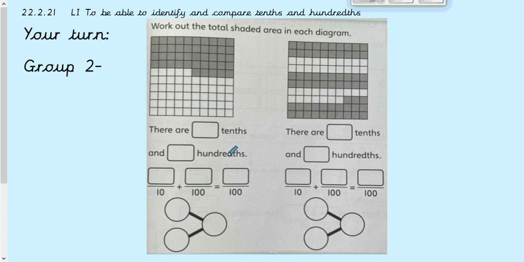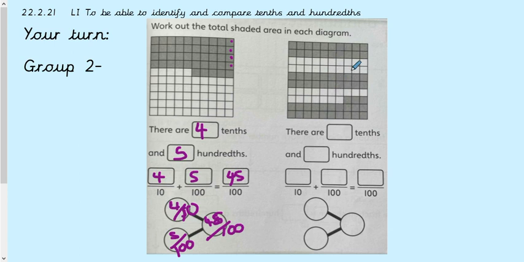So the second part for group 2 then, it says work out the total shaded area of each diagram. So this one, there's 1, 2, 3, 4 rows of tenths shaded, so 4 tenths, and 1, 2, 3, 4, 5 hundredths. And that would be 4 tenths add 5 hundredths equals 45 hundredths. So if you're writing it here, you would just write in the values. 4 tenths add 5 hundredths. Sorry, it's really hard to write it in, which is 45 hundredths. That was an 8, sorry.